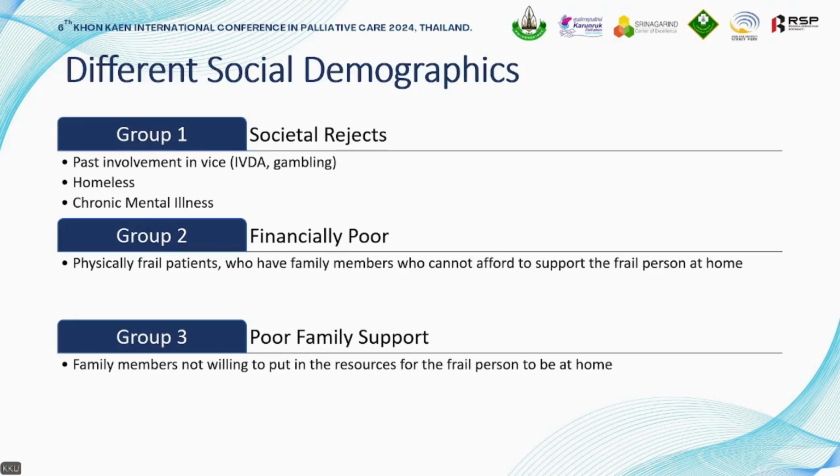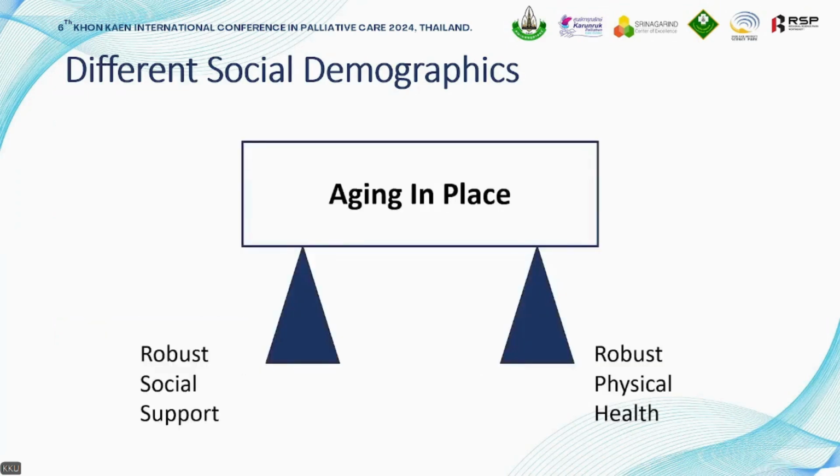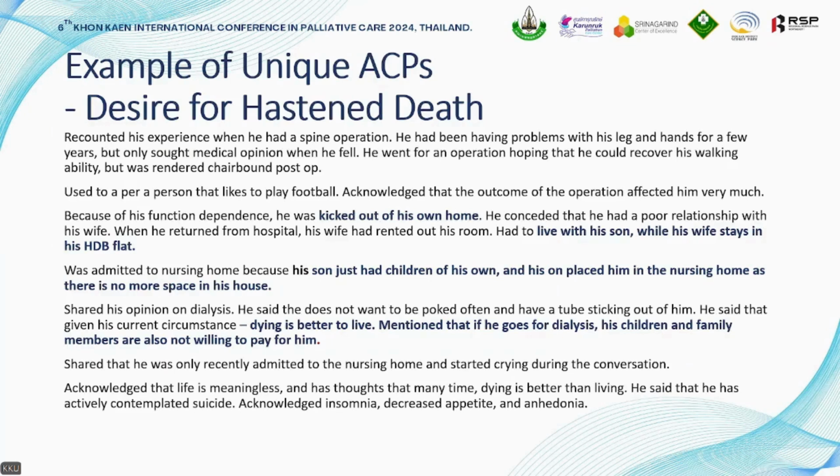Last, right, is those people that the family doesn't care about. That means there are people who are physically very frail, but the family members don't want to care for them. And so they end up going to aged care facilities. And this actually means that the kind of ACPs that you do, right, will have a unique flavor. Let me just share two stories with you, right? So this is a unique ACP that I've done recently.